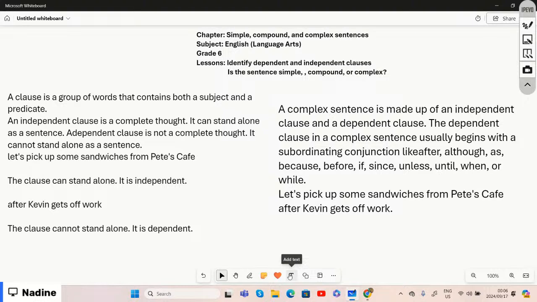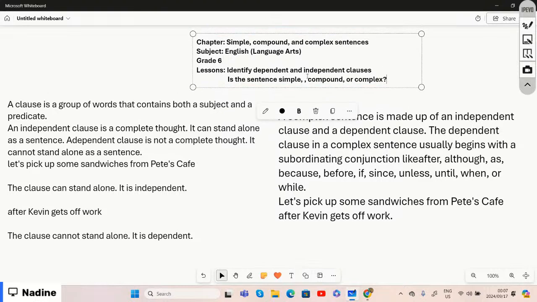And the lessons that we are going to be focusing on under the chapter of simple, compound, and complex sentences are to identify dependent and independent clauses, and to say if the sentence is simple, compound, or complex. So that is going to be the lessons for today under our chapter of simple, compound, and complex sentences.